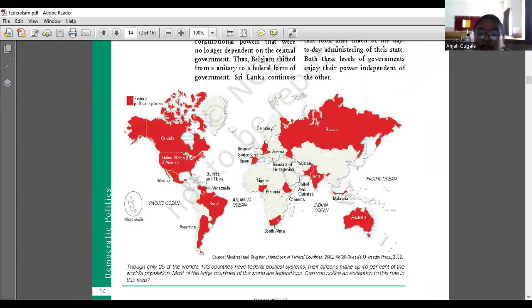But it does not mean that all countries are following the same kind of federalism, because all countries have a different political system. They have a different political party system. They have a different administrative system being followed in their countries. For example, India is a sovereign, socialist, secular, democratic republic, whereas America is a republican form of government. China is a Republic of China.